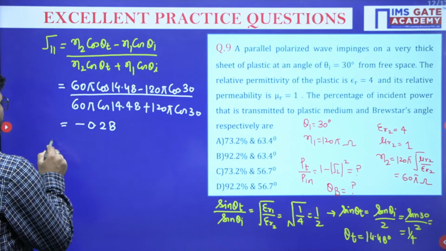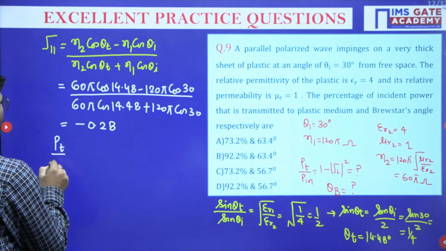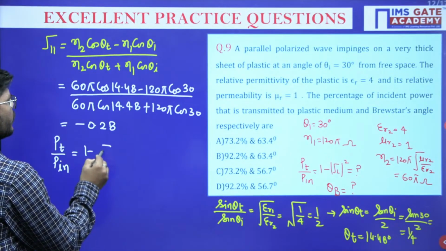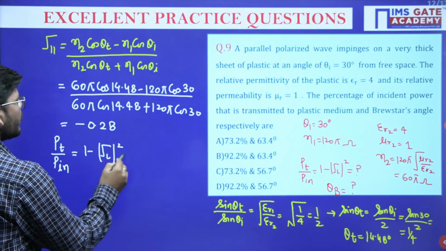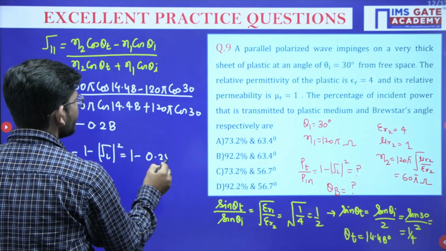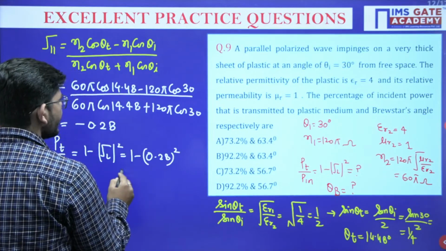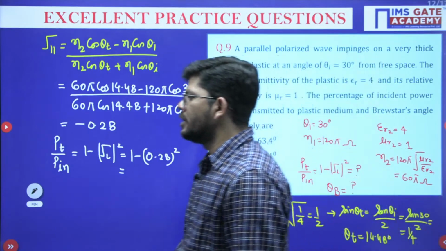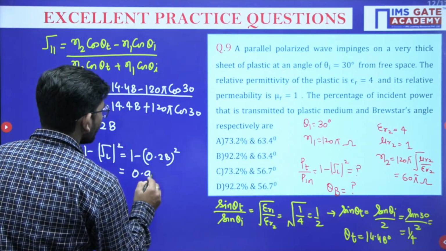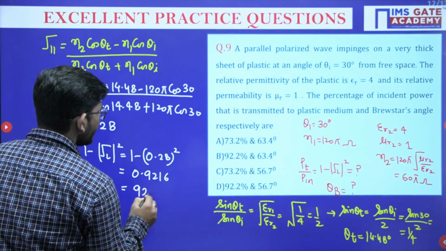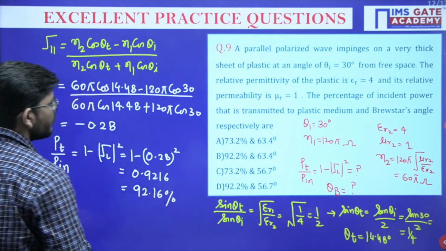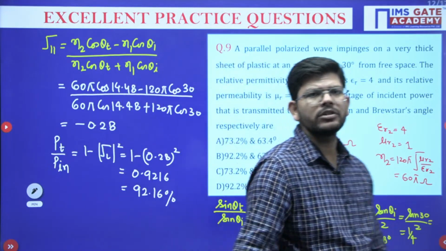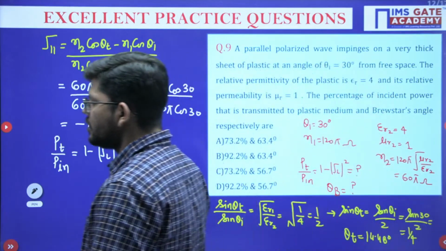Now what we have to calculate is Pt upon P input, or transmitted upon incident wave, which is equal to 1 minus gamma squared. So 1 minus 0.28 squared. If you do this, you are going to get 0.9216, or we can write 92.16%. So one answer we have obtained: 92.16, or approximately 92.2%. So we have found out this ratio.